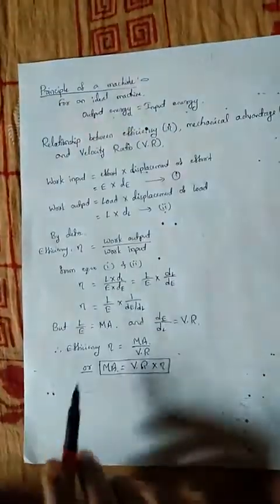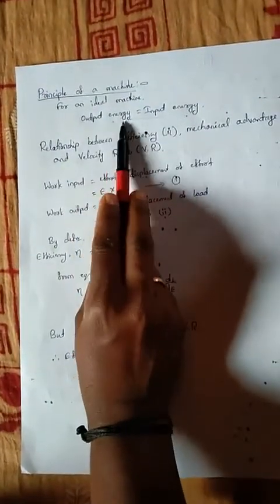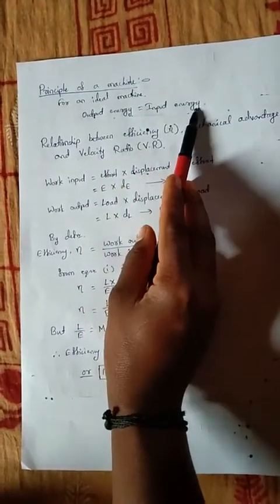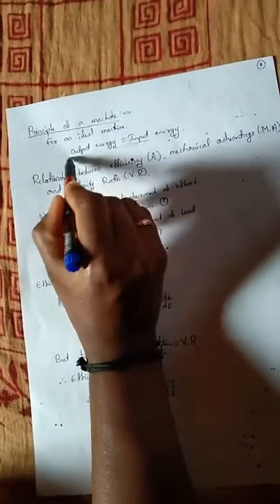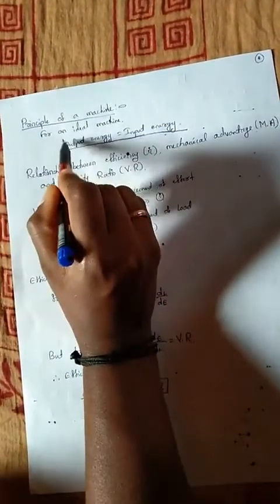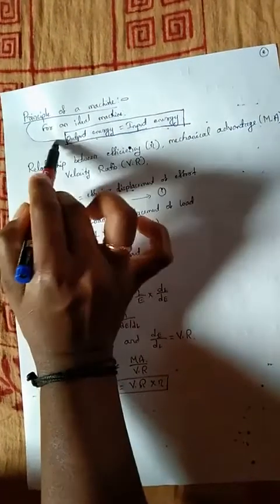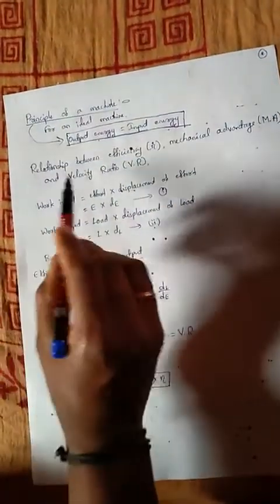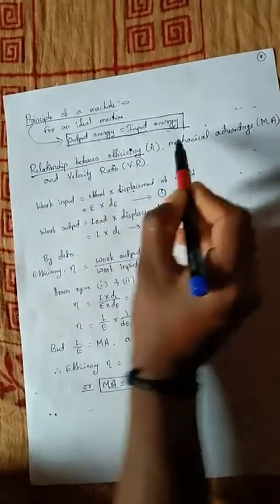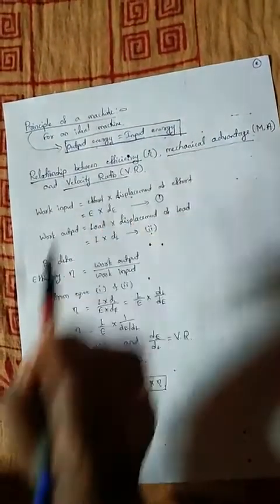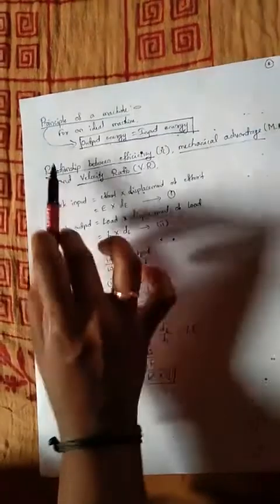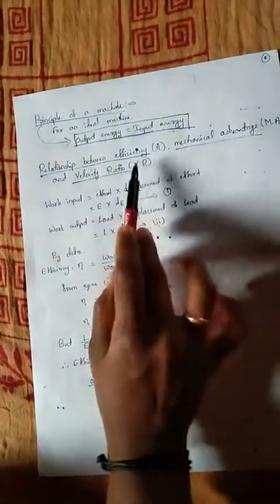Next, the principle of a machine. For an ideal machine, output energy is equal to input energy, and this is the principle of a lever. The input energy is equal to output energy. This is the principle of a lever. And next, the relationship between efficiency, mechanical advantage, and velocity ratio, the relationship between eta, MA, and VR.